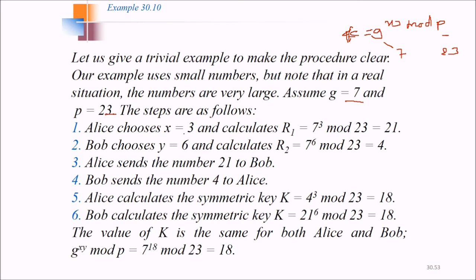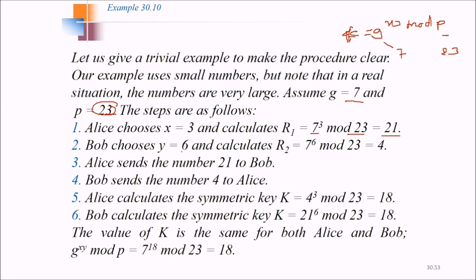Alice chooses x to be 3. So how can we calculate R1? That is G to the power x, 7 to the power 3. And then we compute the mod with 23. What is this 23? This is P. So we get 21.